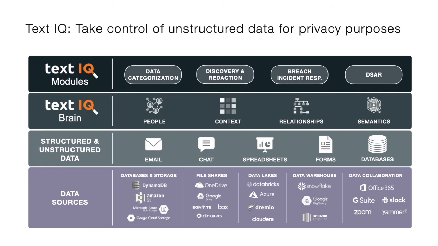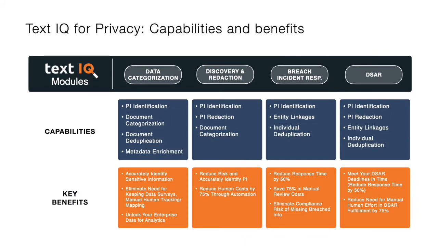With this layer of structure applied, we have built powerful applications to empower organizations' privacy workflows, including data categorization, discovery and redaction, data breach incident response, and data subject access request, or DSAR. Our four modules power distinct privacy workflows, but all rely on our core AI capability of accurately and efficiently identifying and categorizing sensitive personal data.